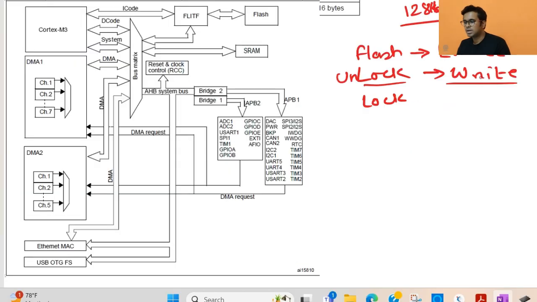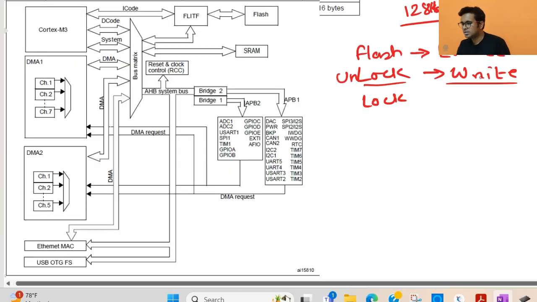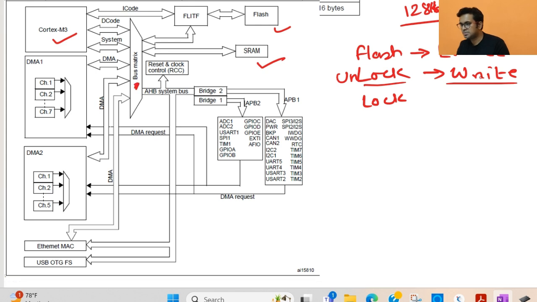Okay, this is the architecture for the entire microcontroller. So here you have the CPU, then this is the flash, and this is the SRAM. These are the buses via which the CPU talks to the SRAM, and this is the file system which will help read data from the flash and copy it to the SRAM. Then these are the DMA, that is direct memory access, DMA1 and DMA2, and then there are two buses, that is APB1 and APB2.